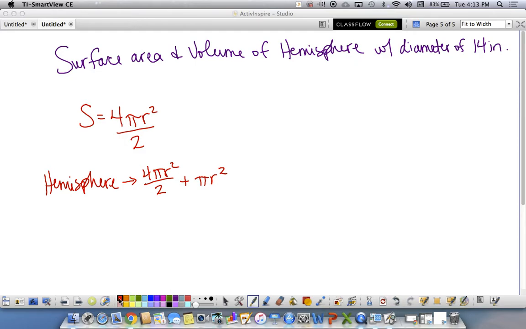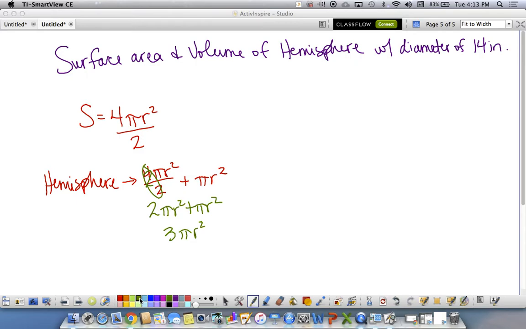So I probably would reduce this 4 and 2. 4 divided by 2 is simply 2. So it would be 2 pi r squared plus pi r squared, which you could almost simplify to 3 pi r squared. If you wanted to simplify it, that's okay. If you just wanted to plug stuff in, that's okay too. It's just more stuff to plug in.